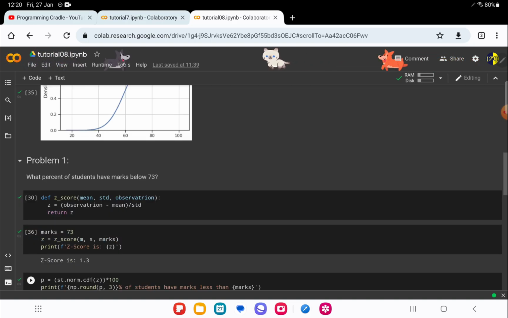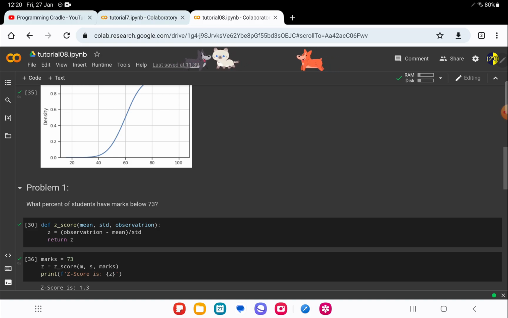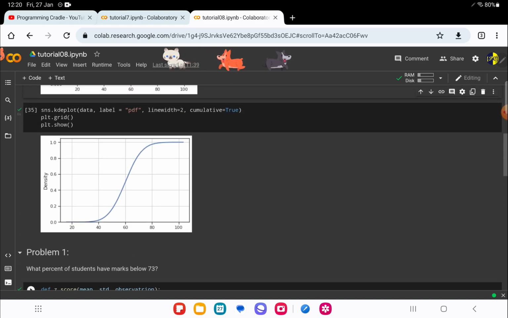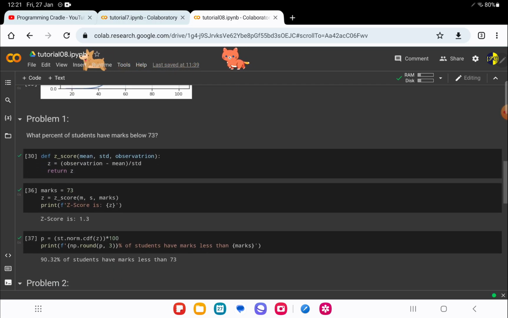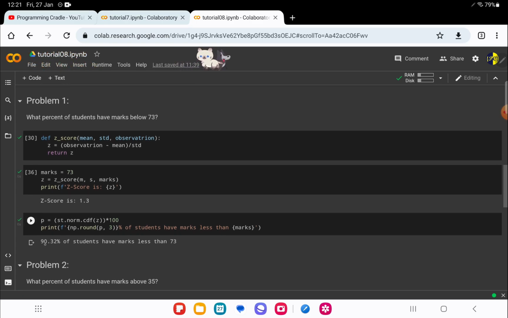So here is the probability density function and here is the CDF. Now we want to find what's the percentage of students who have marks below 73. So if we see on this CDF plot, 73 will be somewhere here, and if we just extend this line, it is intersecting somewhere here. So if I project it on the y-axis, you can see it is coming somewhere close to 0.9, and that is around 90%. So if we try to see that using the z-score, we can see that it is coming close to 90%, to be precise, 90.32%.